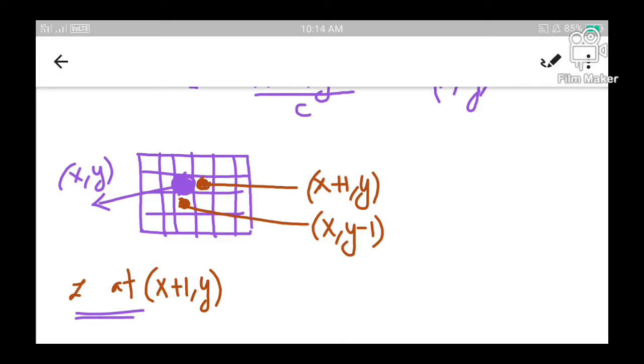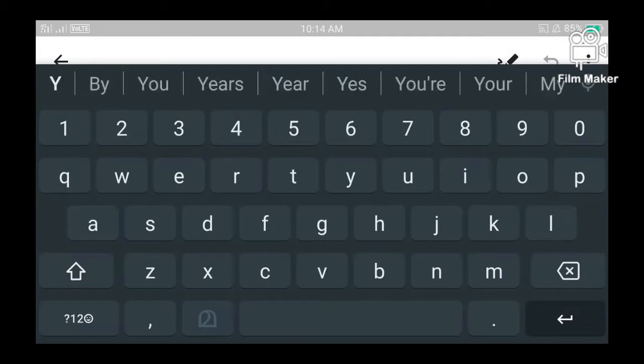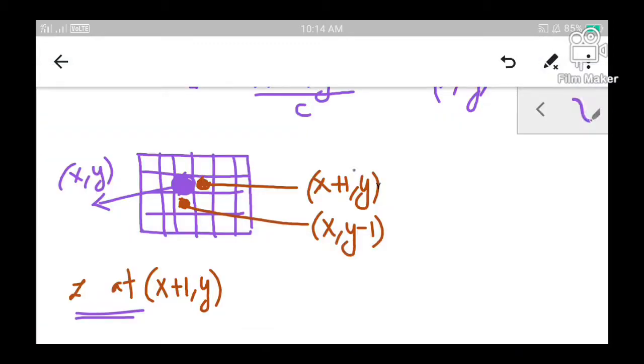So we can represent it as, it is in the same row, but it is the next column. So the plotting point or the pixel can be represented as x plus 1, y. If the current pixel is represented as xy, then the next pixel in the same row can be represented as x plus 1, y. So we know how to calculate the z value at position xy. Using that, we are going to compute the z of the next adjacent pixel. Let us see how we can do this.